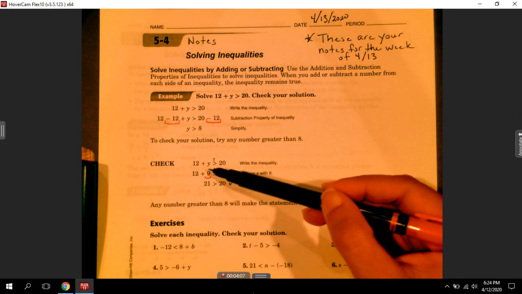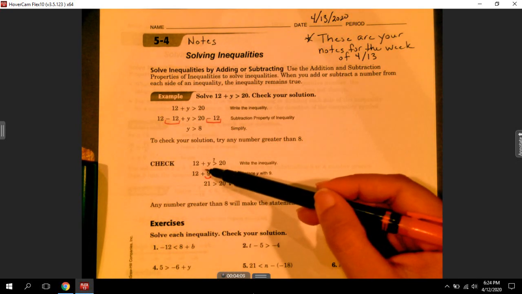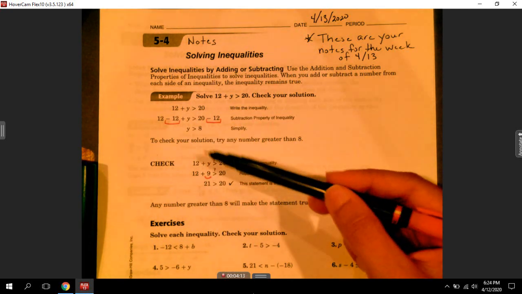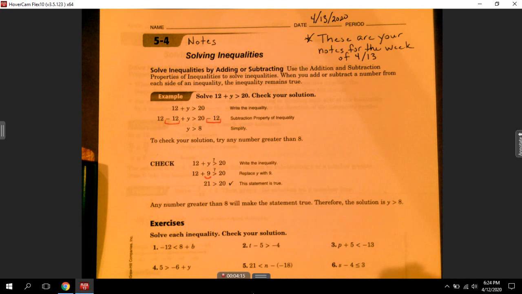Again, it does not matter. You could have picked 10 here. You could have picked 100. As long as that number was greater than 8, then you should see that you have a true inequality.